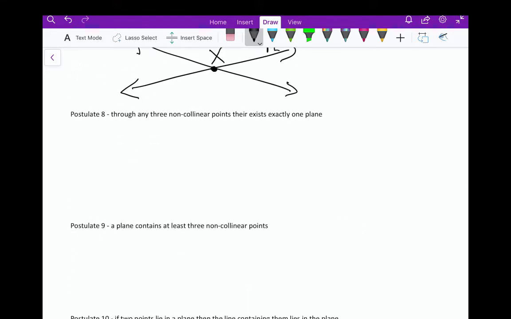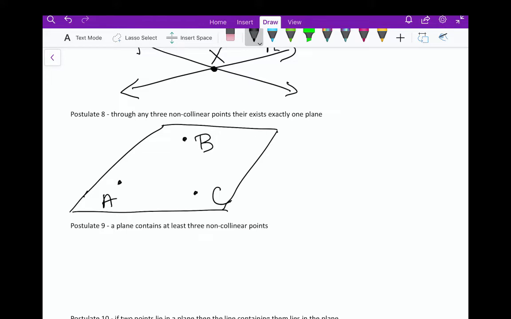Postulate 8 says, through any 3 non-collinear points, there exists exactly one plane. So here are 3 non-collinear points. A and B are collinear, B and C are collinear, A and C are collinear. But the 3 of them together are non-collinear. So within those 3 points, there is a plane. We can call this plane X. We use capital letters to name a plane. That X may be confusing, but there's no point next to it, so that's why I know that it's the name of the plane.